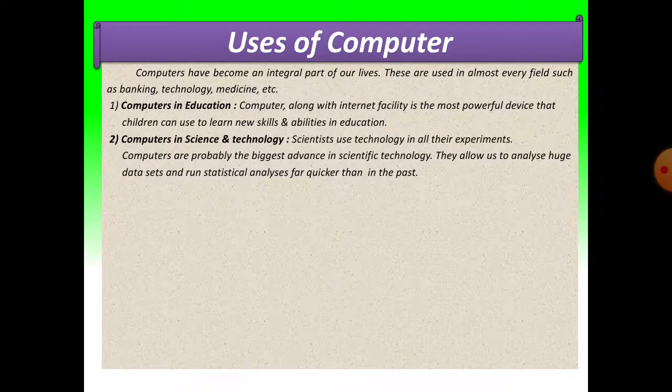Number 2, computers in science and technology. Scientists use technology in all their experiments. Computers are probably the biggest advance in scientific technology. They allow us to analyze huge data sets and run statistical analysis much quicker than in the past.